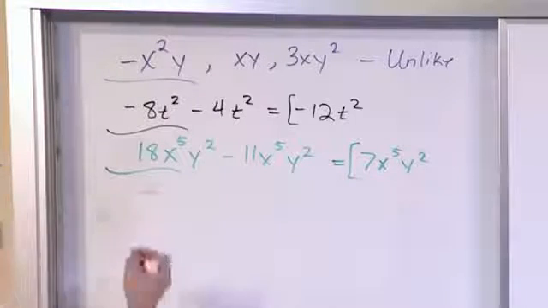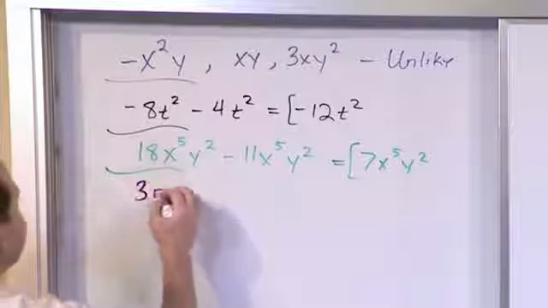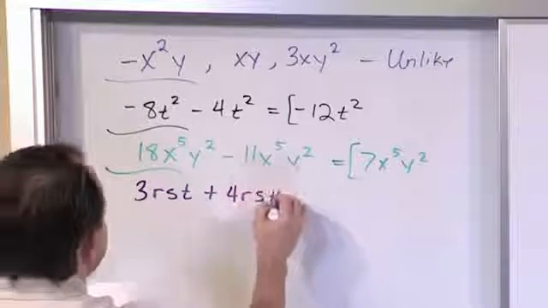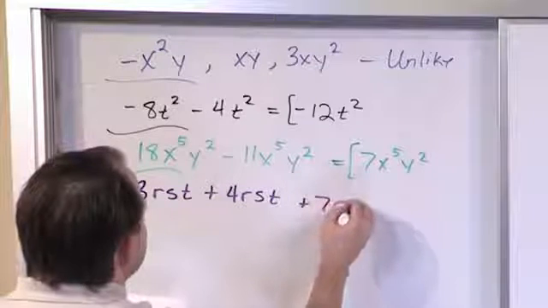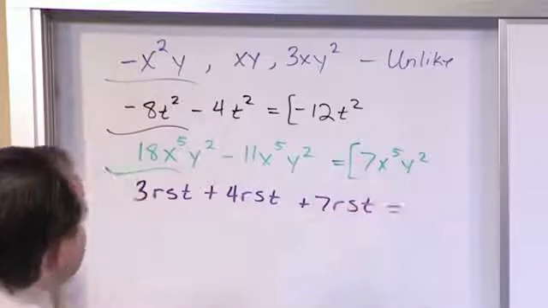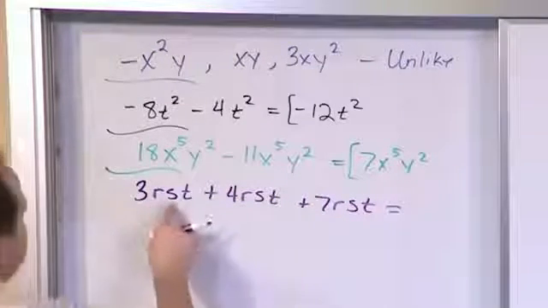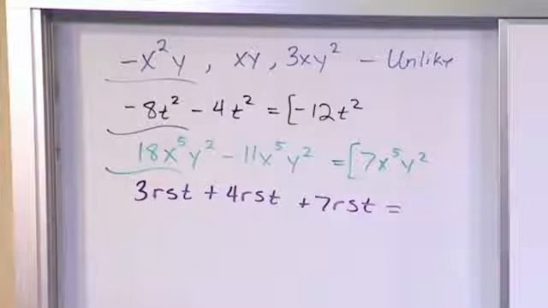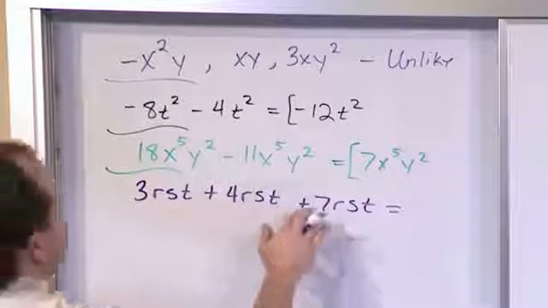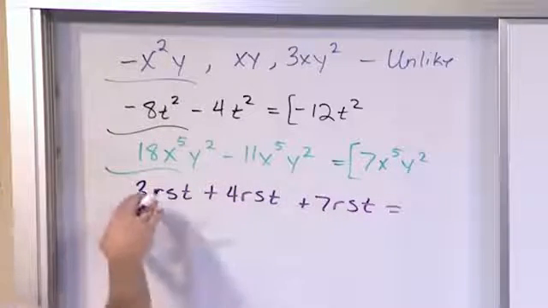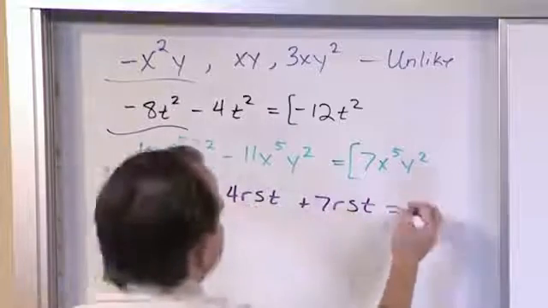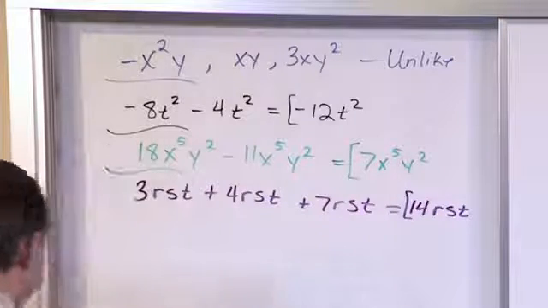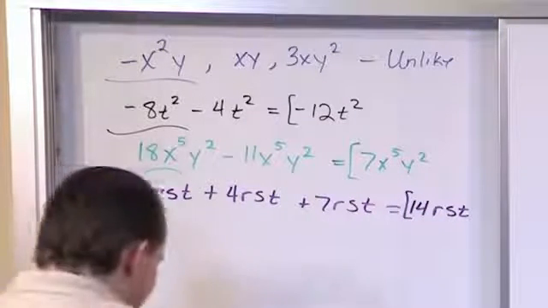Switch colors. Let's say we have 3 times r times s times t plus 4 times r times s times t plus 7 times r times s times t. Can I add these together? Well, RST matches RST matches RST. The coefficient, the variables and the exponents match for every term that I have. So these are all like terms. 3 plus 4 is 7. 7 plus 7 is 14. 14 what? RST, because that's what I'm talking about. That's what the whole problem was about. That's what I was adding together to begin with.